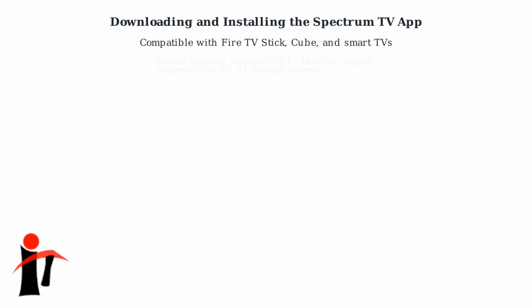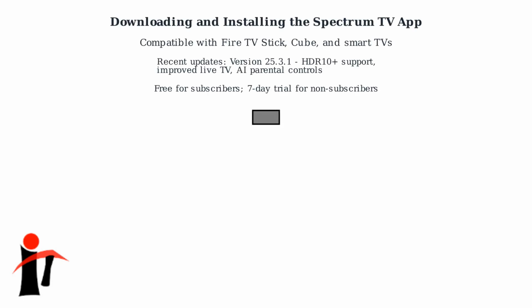The Spectrum TV app is fully compatible with Amazon Fire TV devices as of September 2025, including Fire TV Stick, Cube, and Smart TVs. Recent updates include version 25.3.1 with HDR 10 Plus streaming, improved live TV quality, and AI-based parental controls. It's free for Spectrum subscribers and offers a 7-day trial for others.